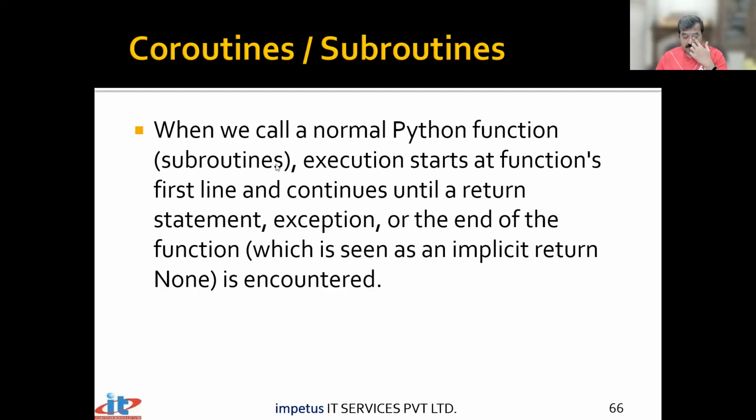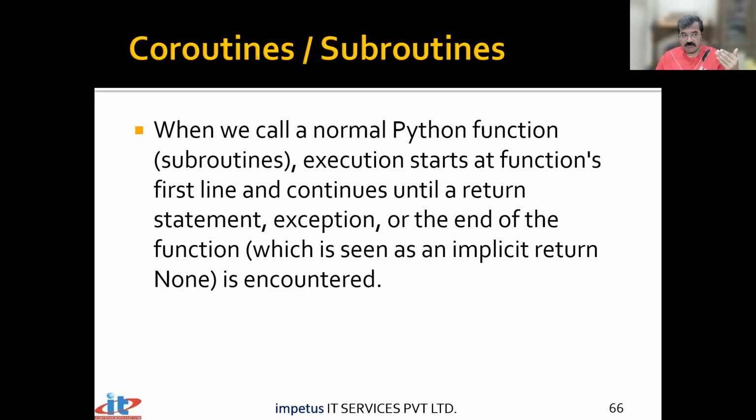When we call a normal function, we saw the behavior, what happens. Every time we call a normal function, control goes to the beginning of the function and goes on executing all the statements until we come across a return statement, or an exception is raised, or we have reached the end of the function. When we reach the end of the function, there is an implicit return statement. That's the behavior of a normal function.